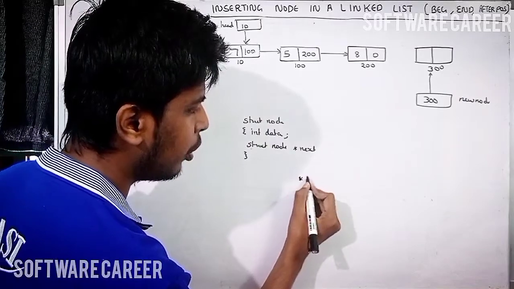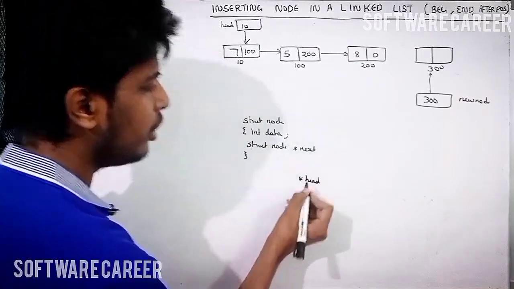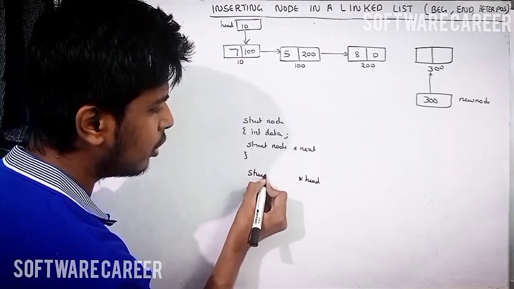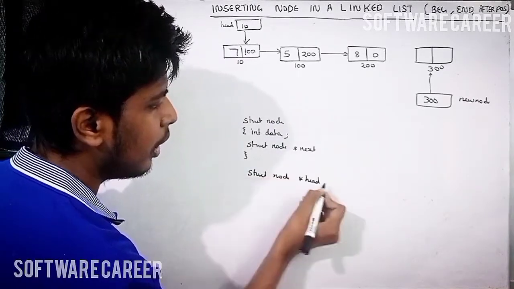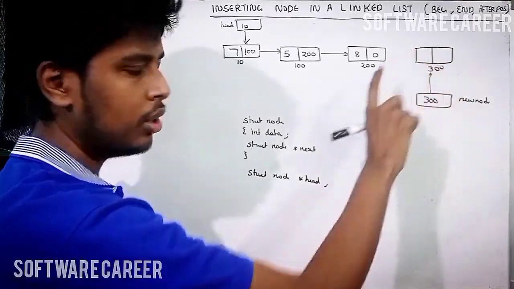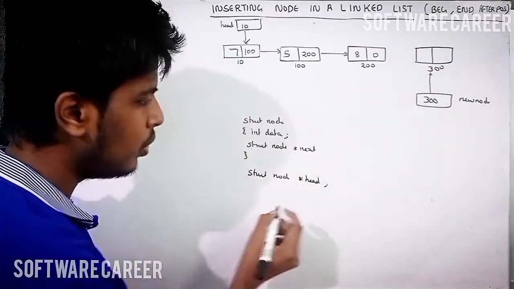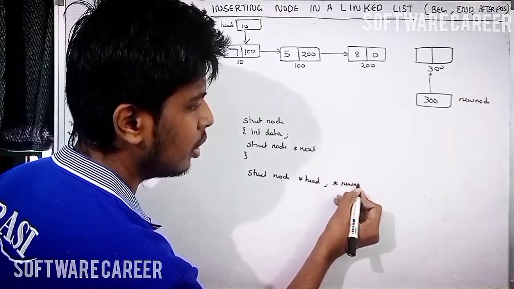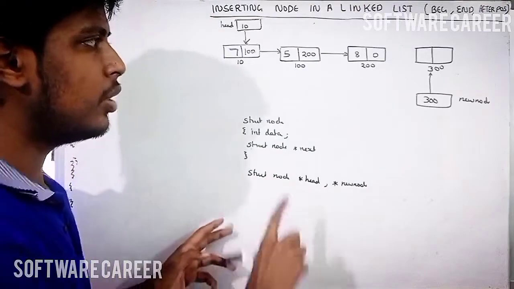So I am creating pointer head. Now pointer head is pointing towards a structure, so I am writing struct node before it. And another pointer is the new node pointer. That pointer is also pointing towards a structure node, so I am writing struct node here, then pointer new node. Now I have created two pointers.